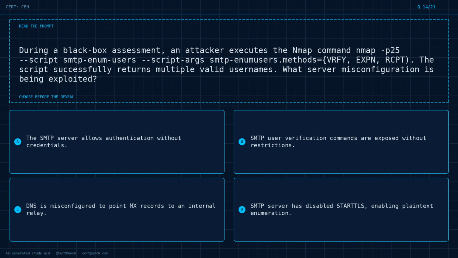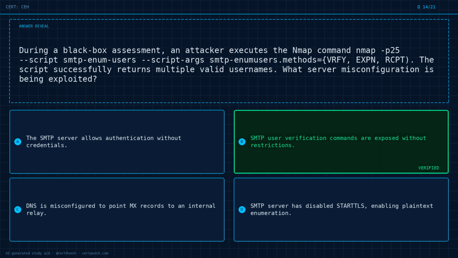Option A, the SMTP server allows authentication without credentials. Option B, SMTP user verification commands are exposed without restrictions. Option C, DNS is misconfigured to point MX records to an internal relay. Option D, SMTP server has disabled StartTLS, enabling plain text enumeration. Choose the best answer before the reveal. Commit to it now.